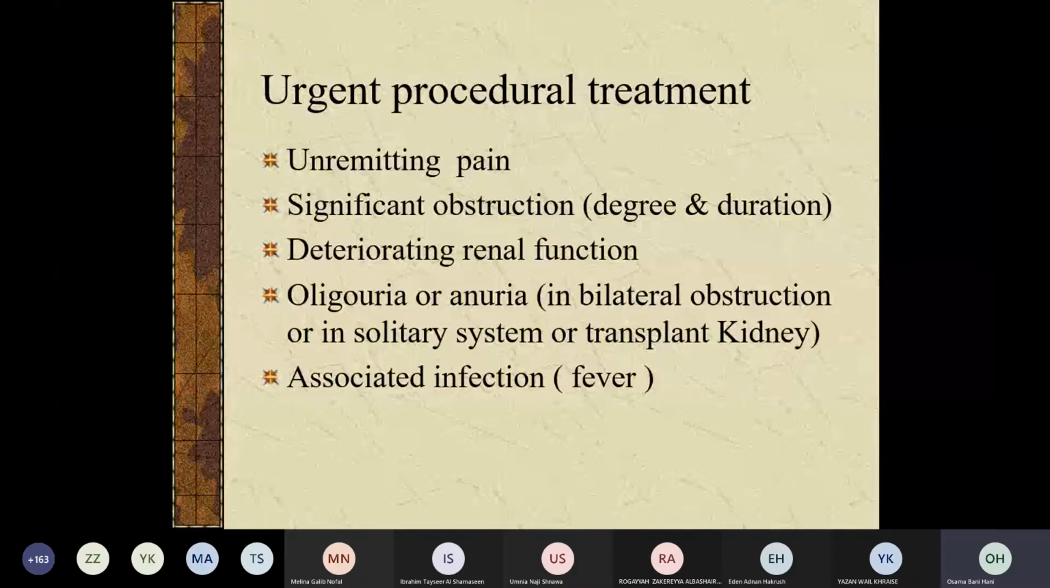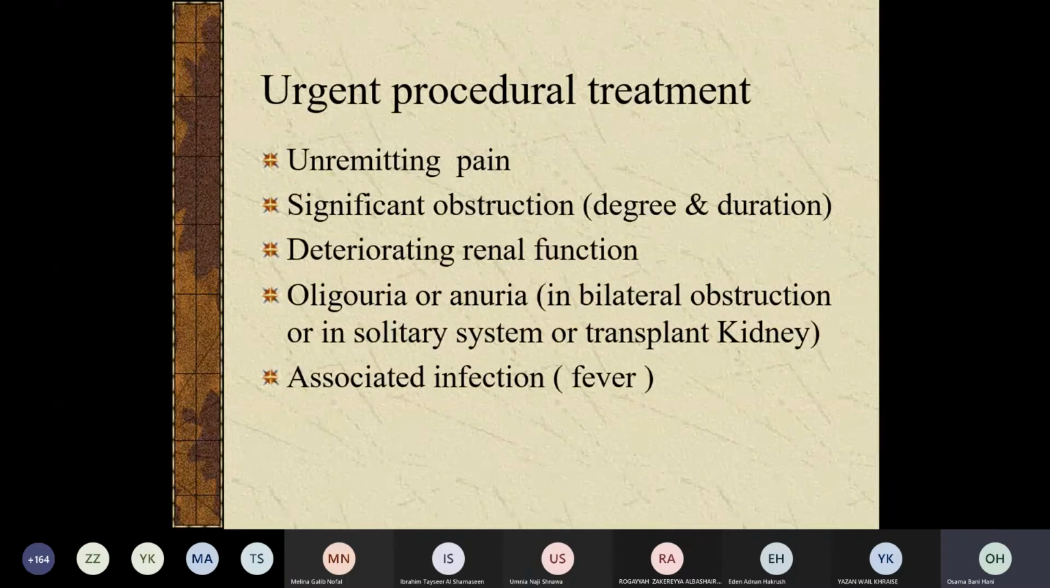Now I have one slide I want to show, which is urgent procedure treatment, when we admit the patient to the hospital and the patient needs a procedure. First of all, when the patient is unremitting, meaning we give analgesia and the patient is still complaining of pain, or we sent him home and he or she came back with another attack of unrelieving pain even without analgesia, this is an indication for admission or even a procedure.